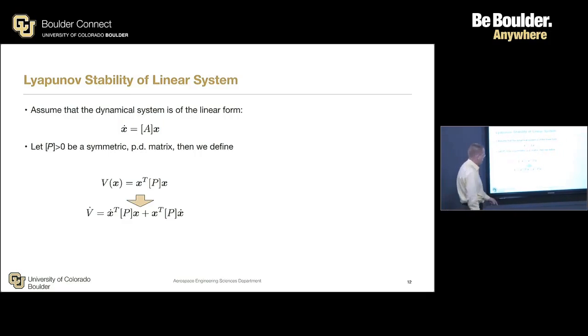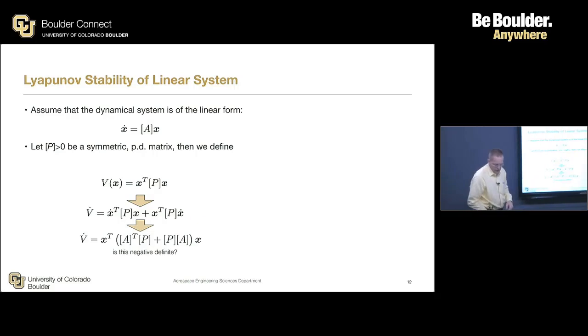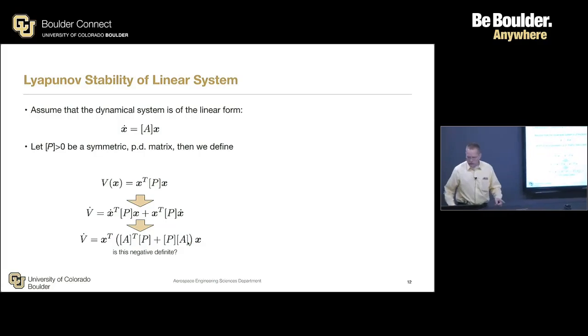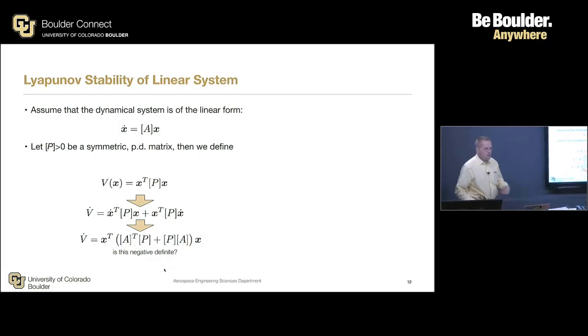So if you take the derivative of this, P is a constant matrix. There's just a dot here and a dot there with chain rule. And then you can plug in X dot transpose. That's going to give you X transpose times A transpose in here. And X dot here will just give you A times X. Both cases, we've got X on the left and right, so you can factor them out. So now our V dot is X transpose times this bracketed matrix times X. And for asymptotic stability, we need this matrix to be negative definite.